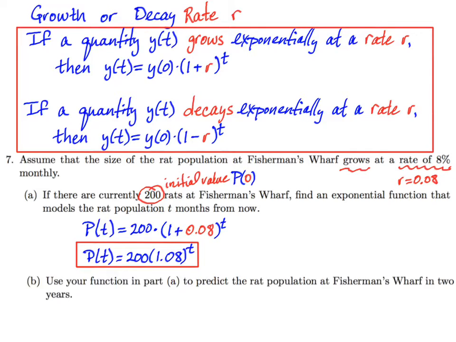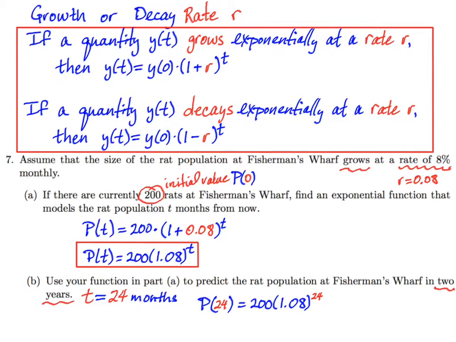So then we can use that in part B. So in part B it says use your function to predict the rat population at Fisherman's Wharf in 2 years. So we have to remember that our function models the rat population t months from now. So 2 years from now, t is 24 months. So we're going to plug in 24 into our function. P of 24, the population 24 months from now, is 200 times 1.08 to the 24.